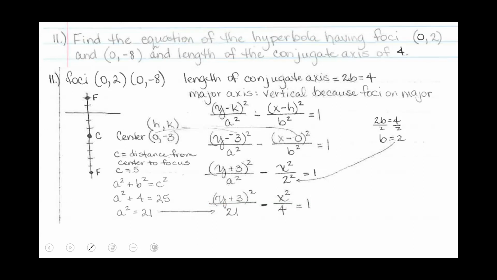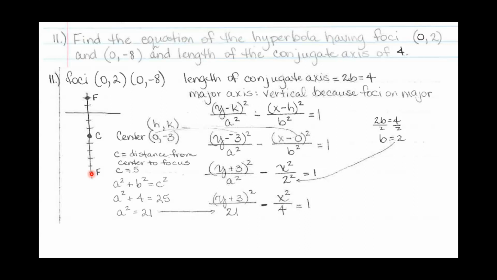All right, and now let's talk about hyperbolas. They ask us to find the equation of the hyperbola with a focus at 0, 2, and 0, -8, and length of the conjugate axis 4. Again, I don't have to graph this for them. I'm doing it for me just to envision what I'm working with. So I have a focus at 0, 2, and a focus at 0, -8.